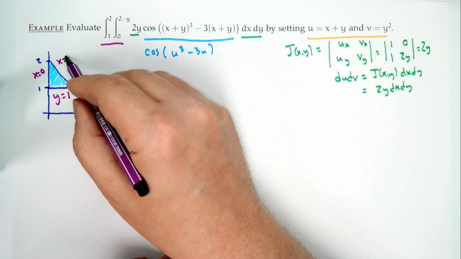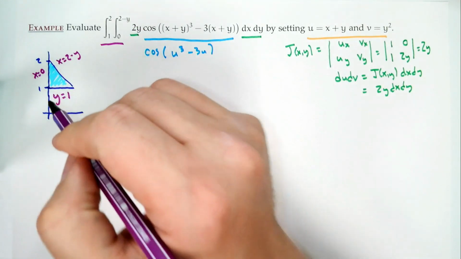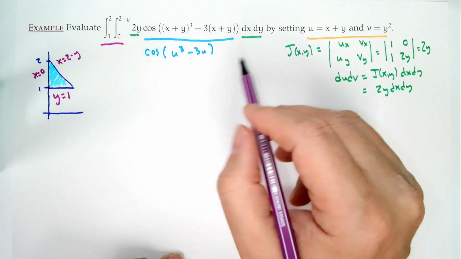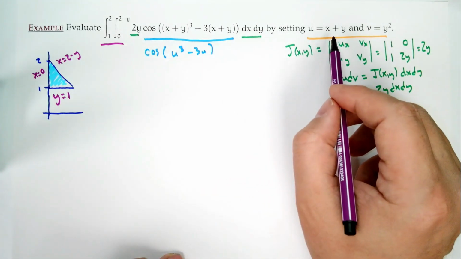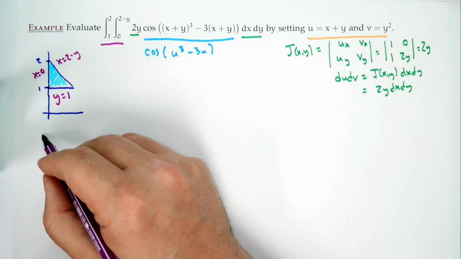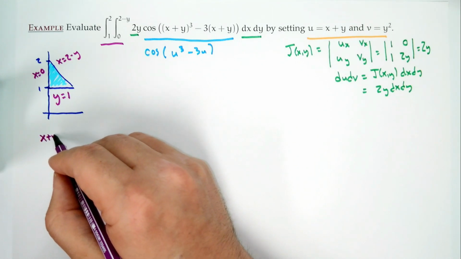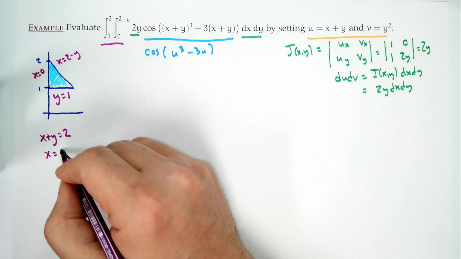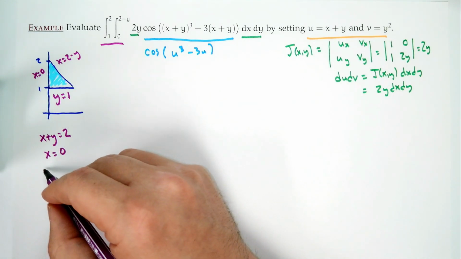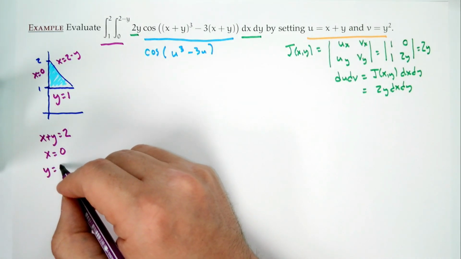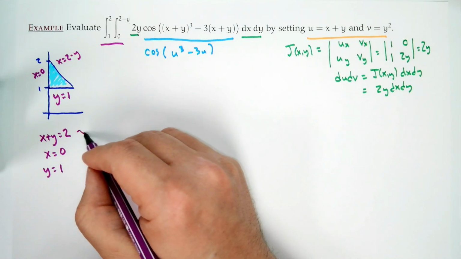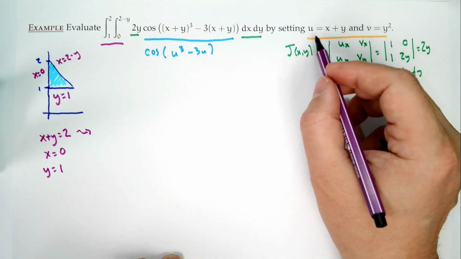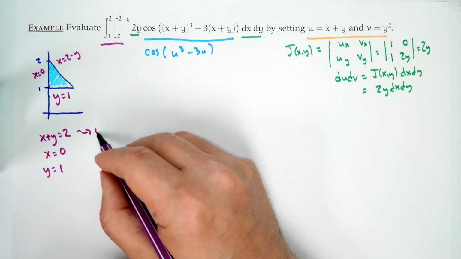Now, we'll rewrite that, of course. What's a better way to write that? Looking ahead, x plus y is really clean. So we'll say our 3 bounds are x plus y equals 2, x equals 0, and y equals 1. Now, x plus y equals 2. I see that x plus y is u, so that's u equals 2.